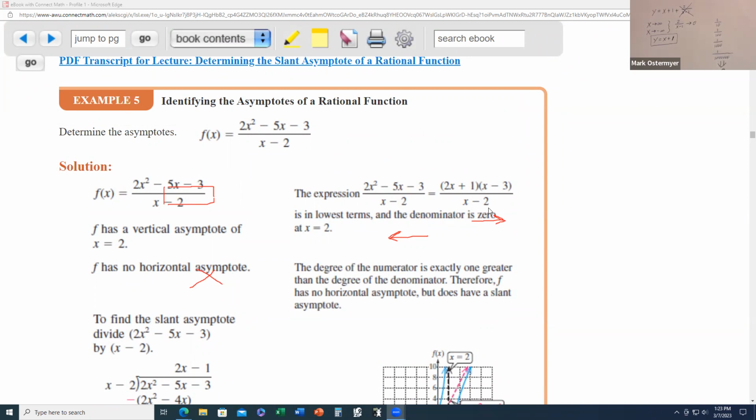If I was to have a hole in my graph at x equals 2, what would have to happen to the factor of x minus 2 if that was to be the case? It would literally have to cancel out with an x minus 2 in the numerator, but because it doesn't cancel out and it remains as is, we have a vertical asymptote at x equals 2.